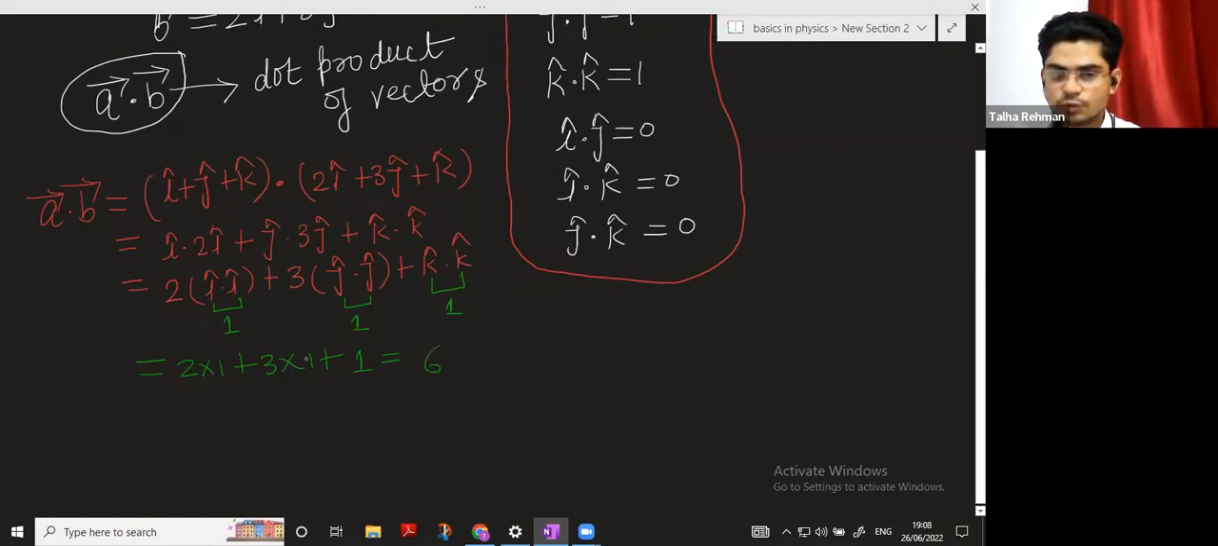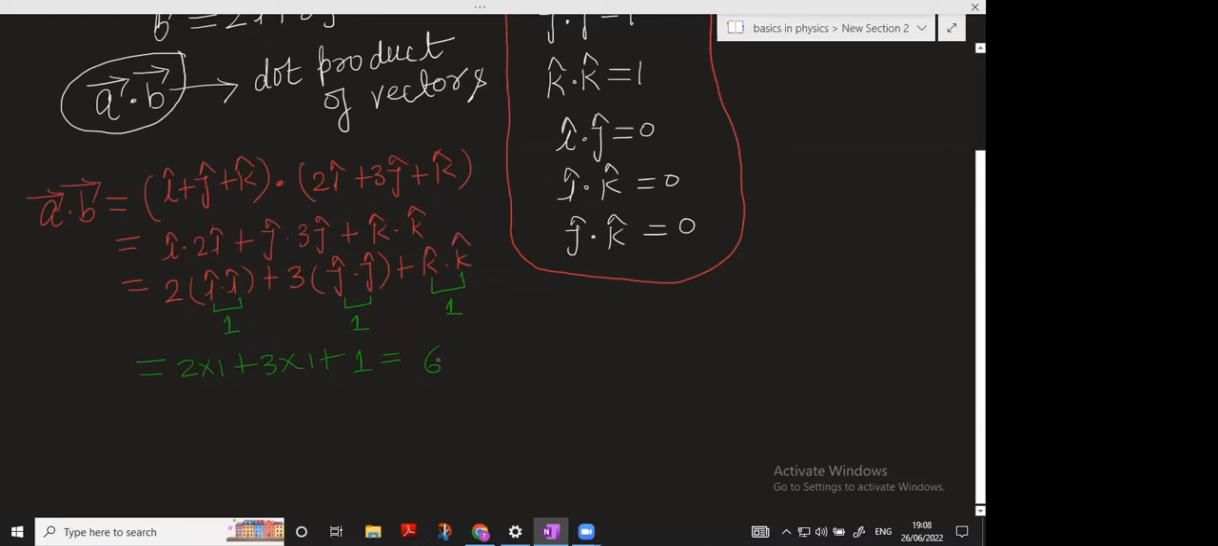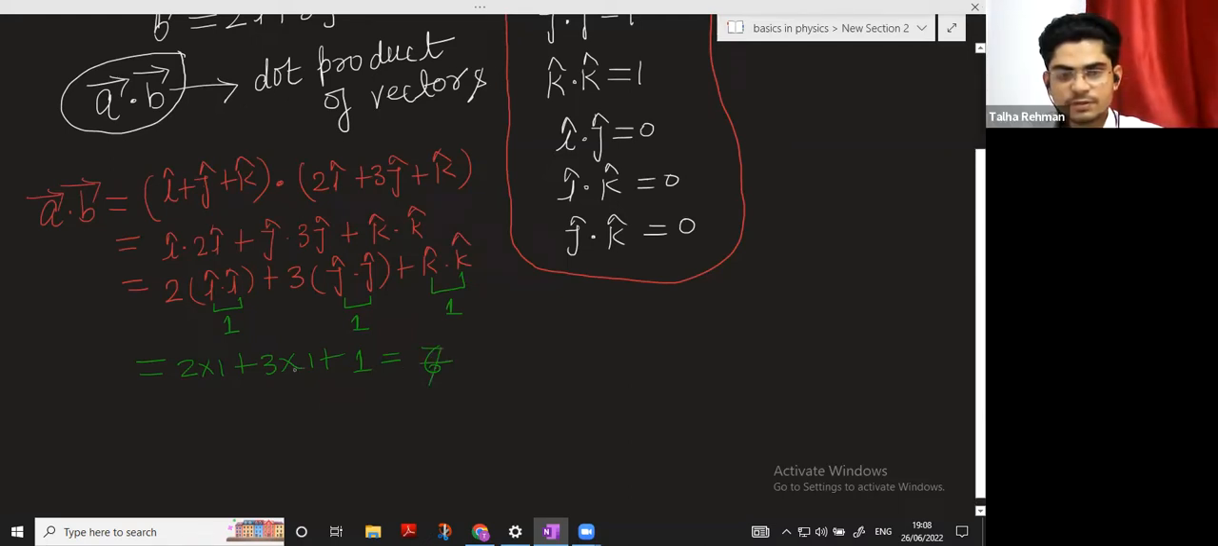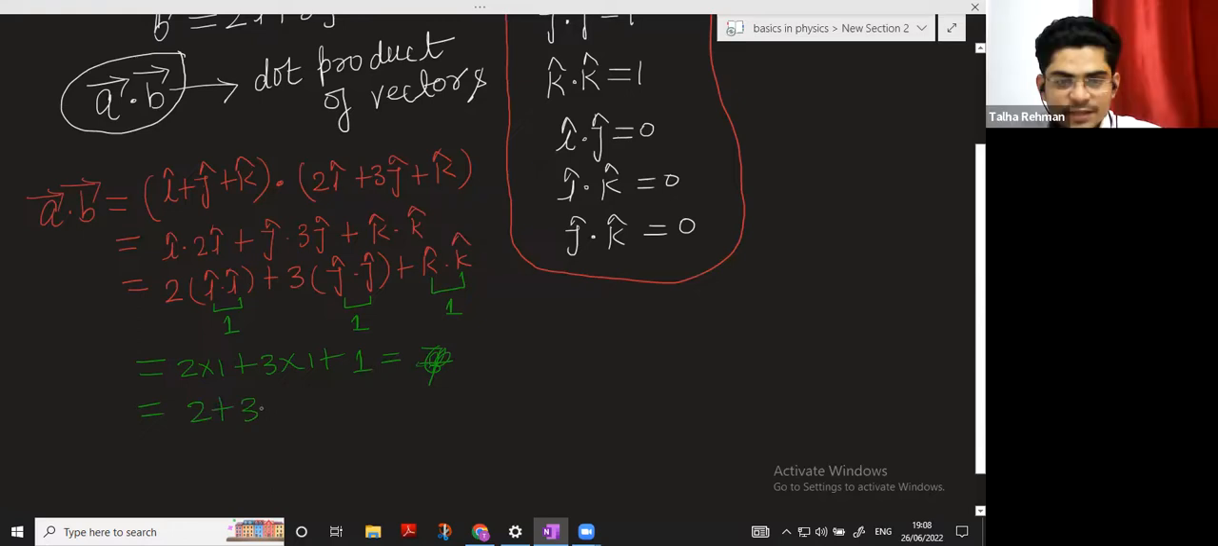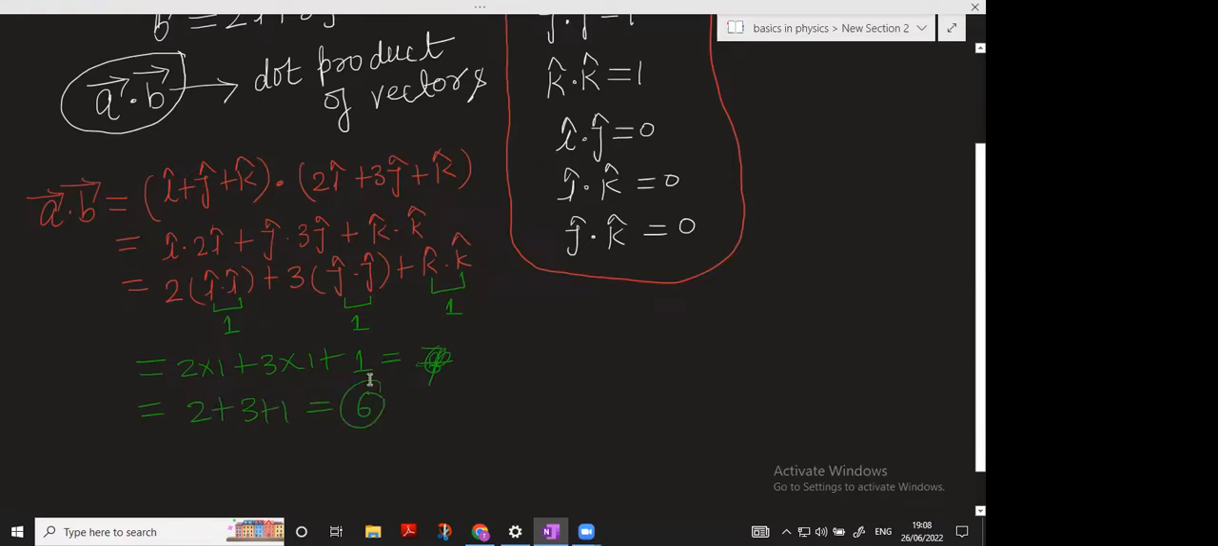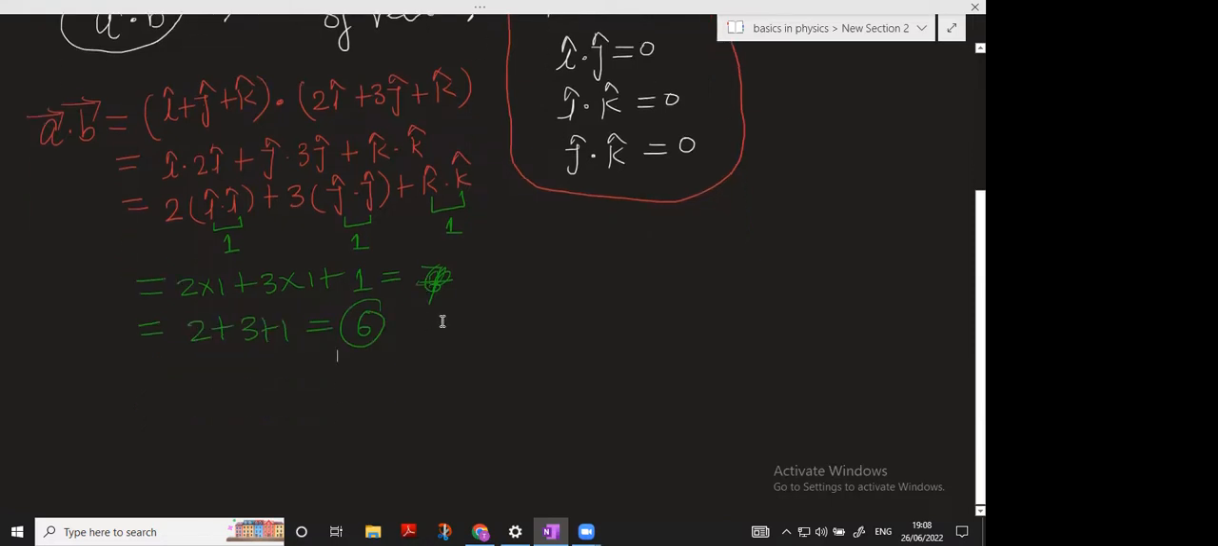6. 2, 3, 5 plus 1, 7. Oh, sorry, this will be 7. No, this will be 6 only. This is 6, 2, yes. And this is 3, 6, and this is 1. That will be the answer, 6. No problem. Now we will do one more question.